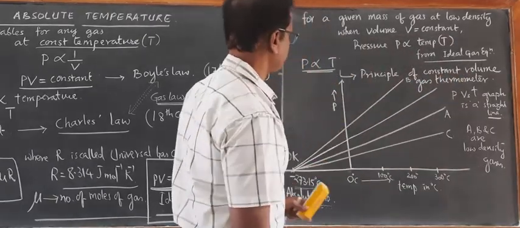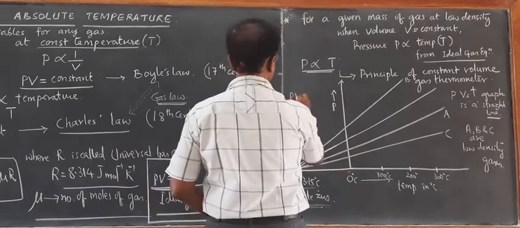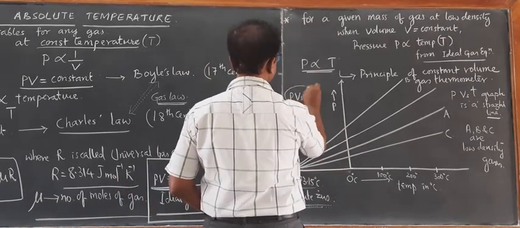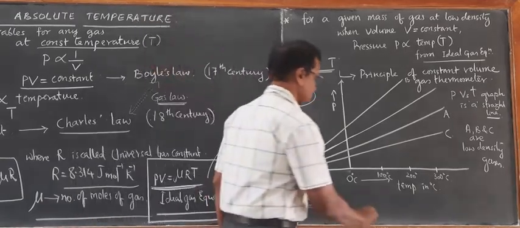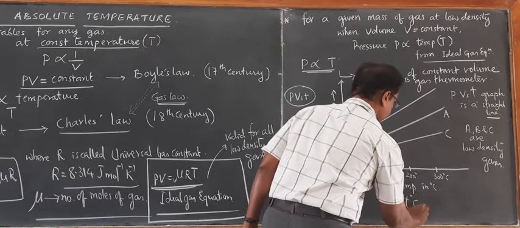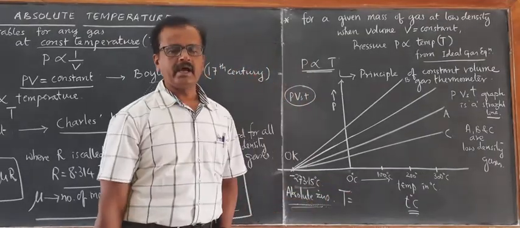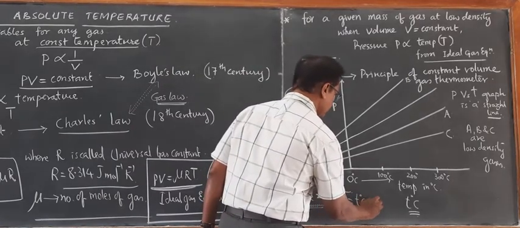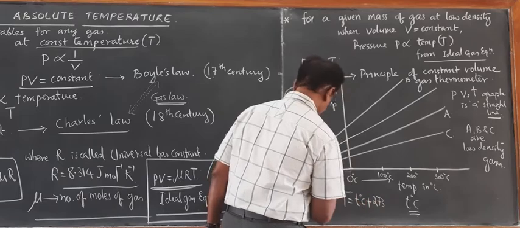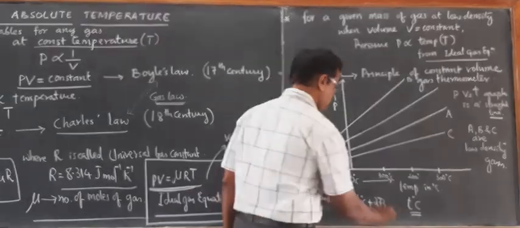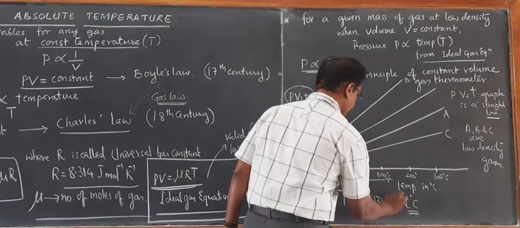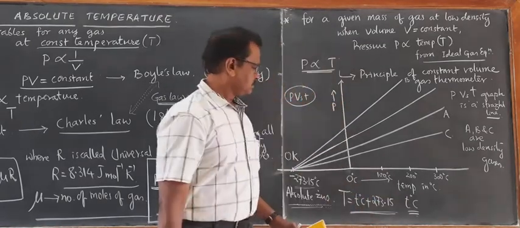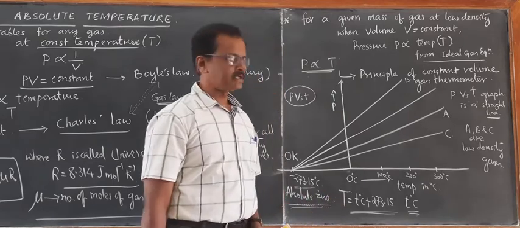So this P versus T graph is very, very important. Here we use two notations. Small t is for temperature in degrees Celsius, and capital T is temperature in Kelvin. This is called absolute temperature. So temperature capital T can be written as t degrees Celsius plus 273.15. If you add this, then you will get temperature in Kelvin.